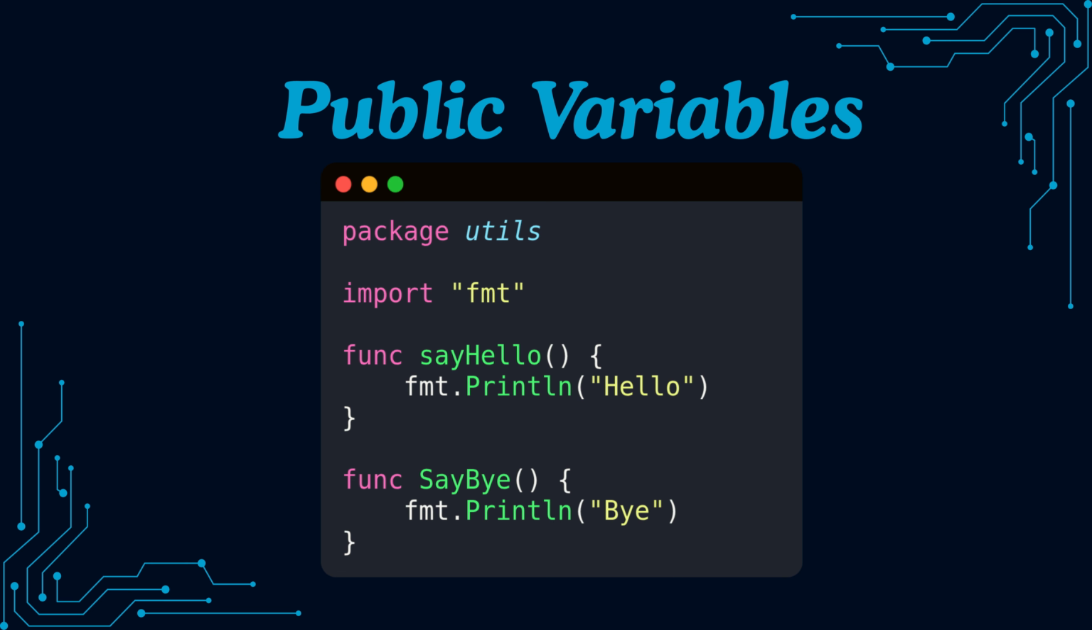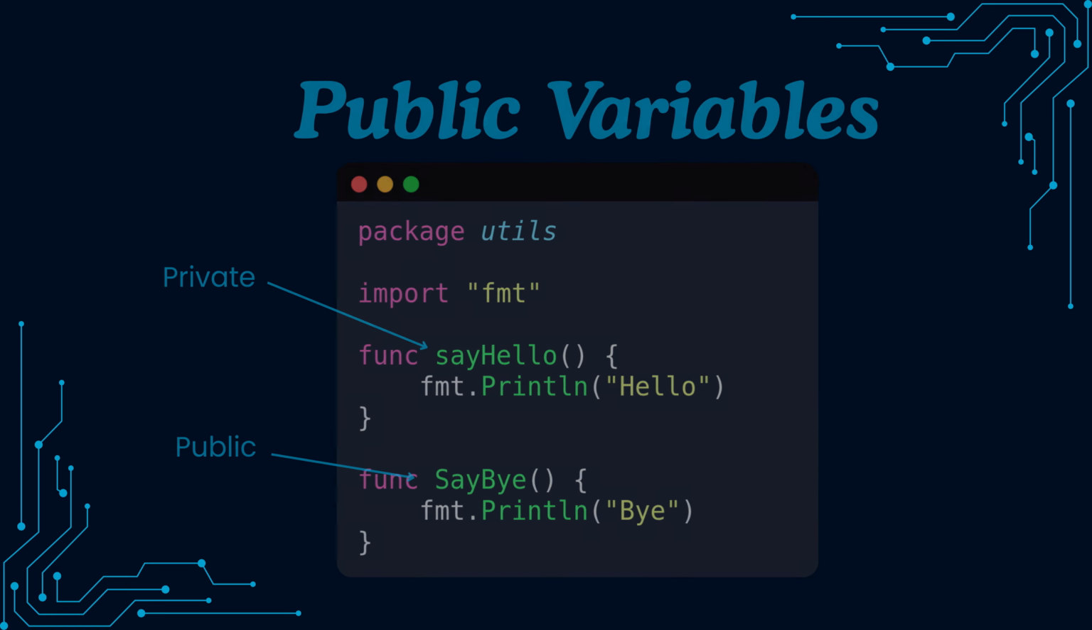Functions in Go are also variables. So to make a function public, we do the same thing as we would with any variable. Here, we have two functions, say hello and say bye. The first function, say hello, starts with a lowercase letter, so it is a private function. The second function, say bye, starts with an uppercase letter, and so it is a public function.